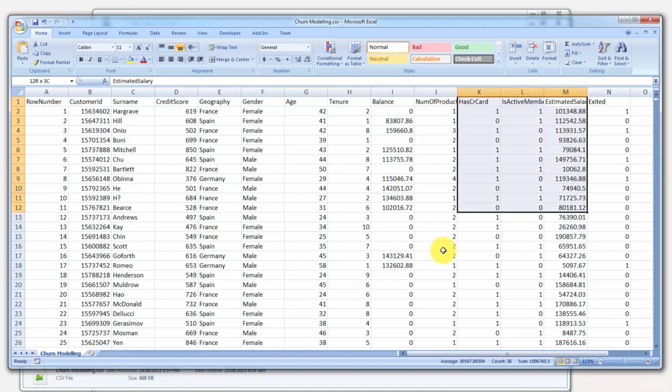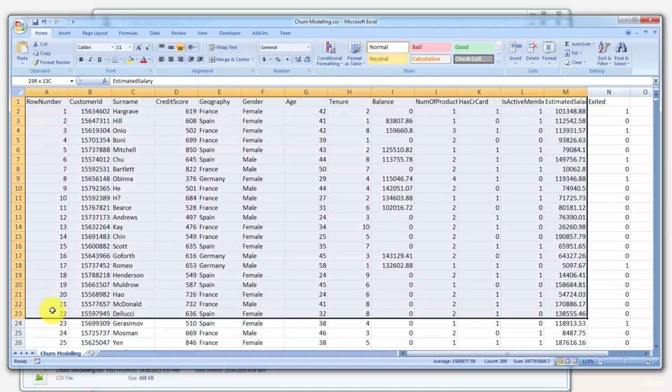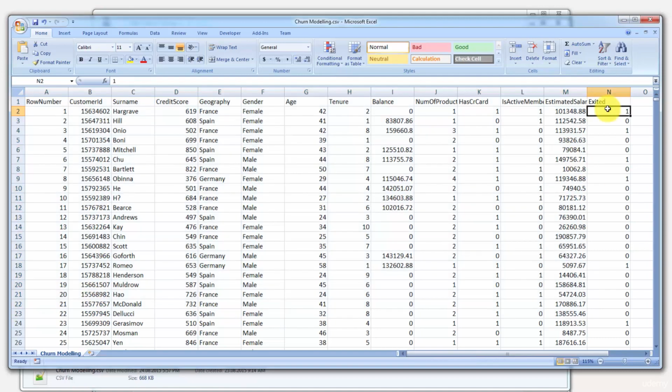So 6 months ago, they measured all of these things and said, all right, so for these 10,000 randomly selected customers, we're going to just watch them. So we're just going to wait 6 months, and 6 months down the track, we're going to check who of those customers left and who of those customers stayed. And that's what this column exited represents here. It tells you whether or not the person left the bank within those 6 months.